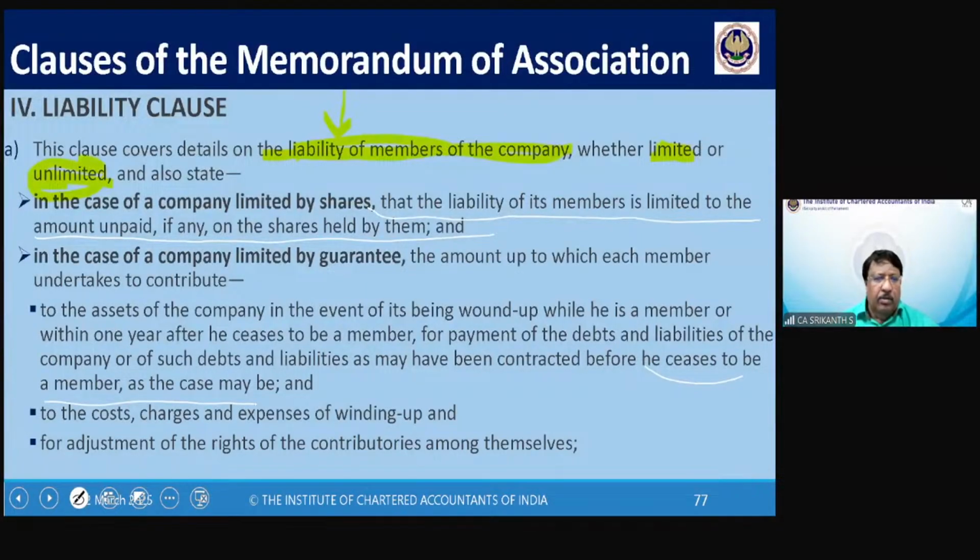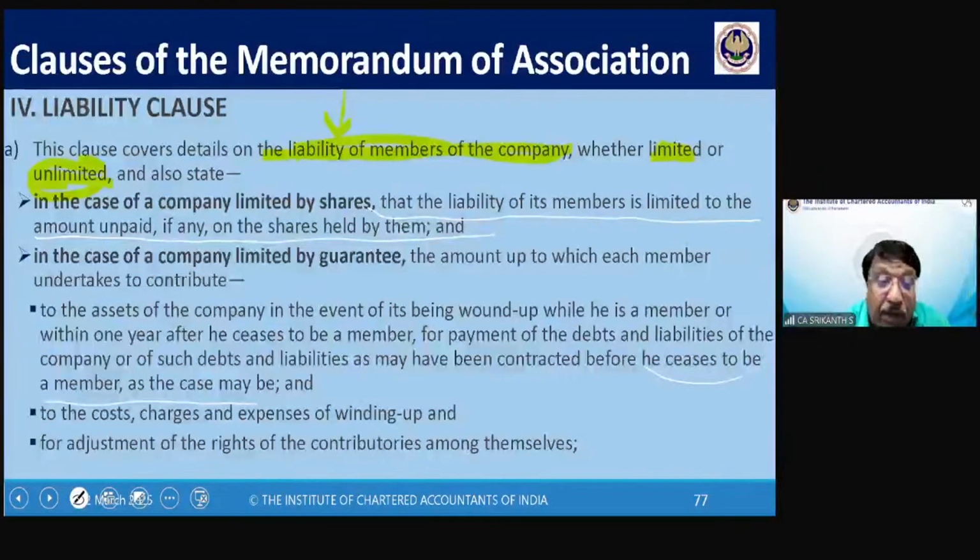But very, very clear. A is a member of a company limited by guarantee. He has agreed to contribute 1 lakh. So his liability is limited to 1 lakh, the amount up to which the member undertakes to contribute. So he became a member by signing the certificate of the memorandum. Thereafter, 6 months later, he resigned. He sold his share, or rather, he ceased to be a member of the company. The resignation was accepted and he left.